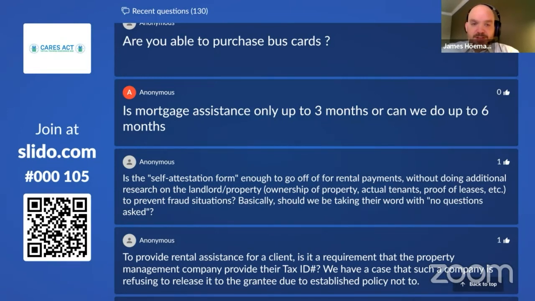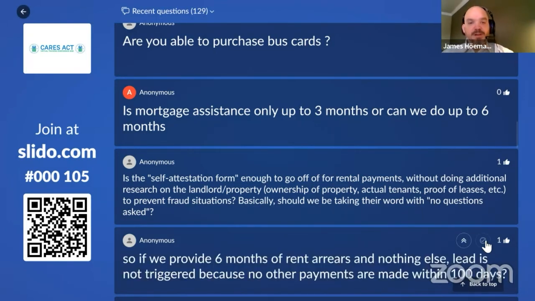Is the self-attestation form enough to go off of for rental payments without doing additional research on the landlord or property to prevent fraud situations? Basically, should we be taking their word with no questions asked?